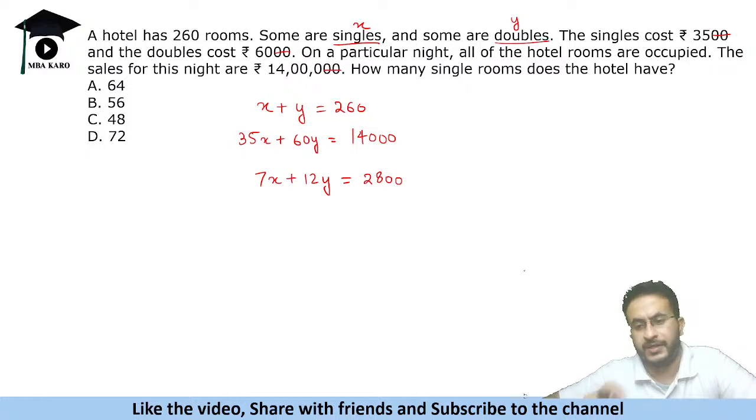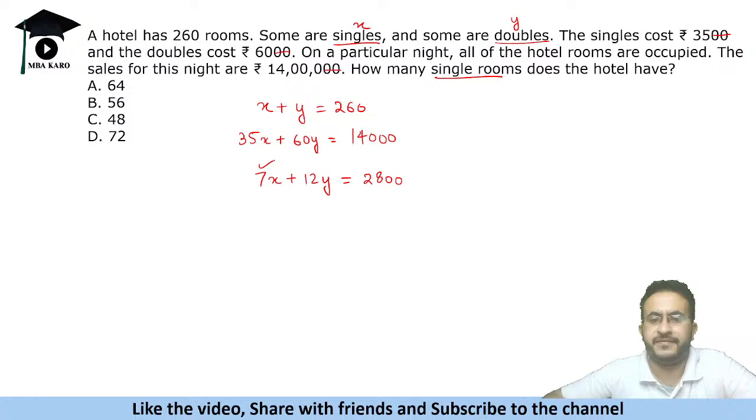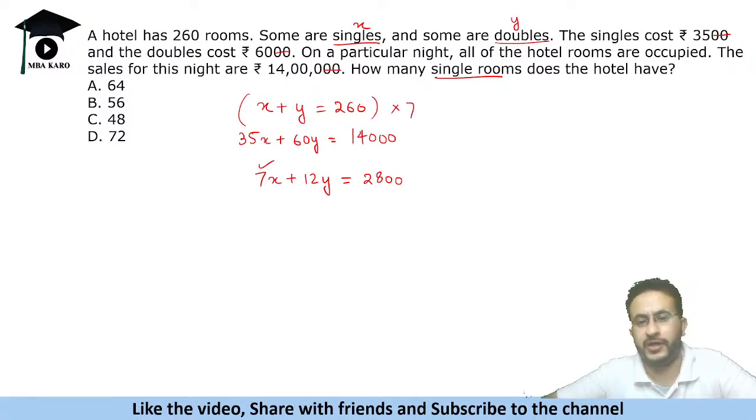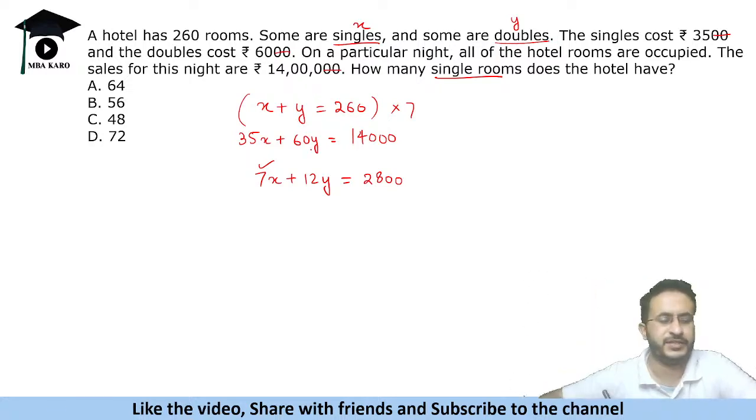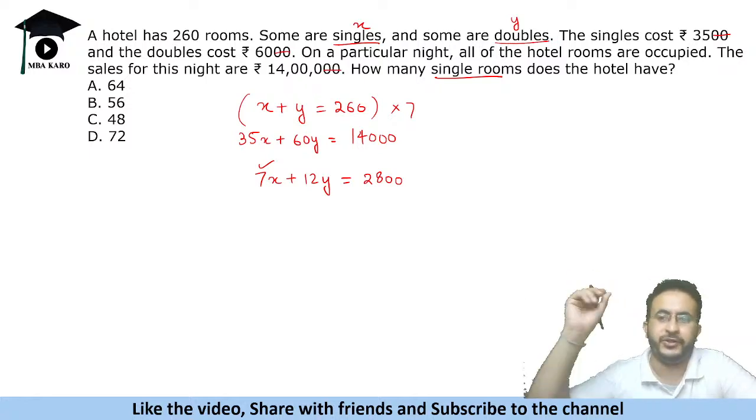Okay. Now see, when we generally try to eliminate one of the variables, although you have enough time in CMAT, the thing is we need to find single rooms. So we need to find the value of x, so try to eliminate y. Generally if we see the equations, we try to multiply by 7 and remove x, then find y and then x. That's what we do, right? We remove the smaller number because it seems convenient to us. But you need to use your brain.